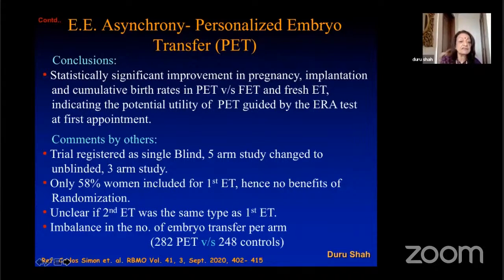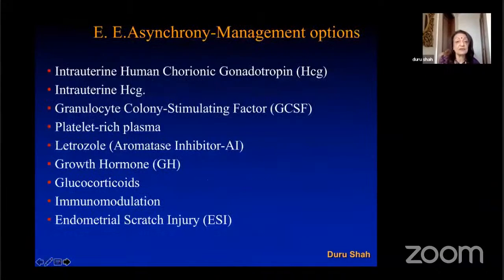But when this study was published, there were comments by others, and they criticized the study, saying that this trial was registered as a single blind 5-arm study and which was later changed to an unblinded 3-arm study. And only 58% women were included in the first embryo transfer, hence there were no benefits of randomization. It was unclear if the second ET was the same type as the first ET, and there was an imbalance in the number of embryo transfers per arm which was seen, and therefore this was something which was not approved of, though the jury is out there and we still don't know what's going to be the outcome finally.